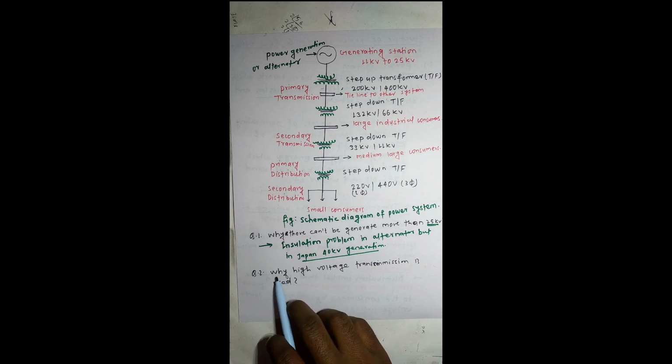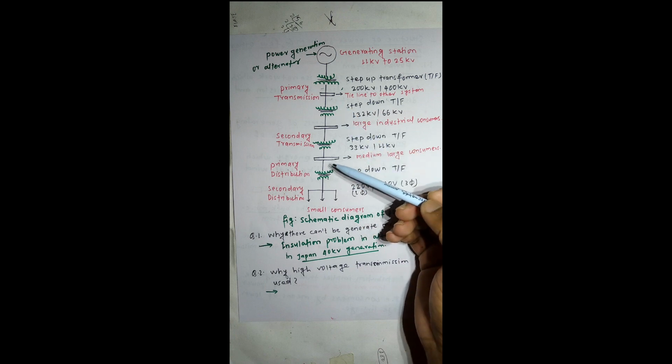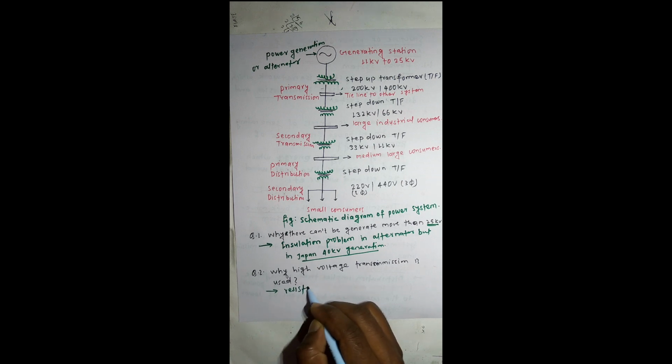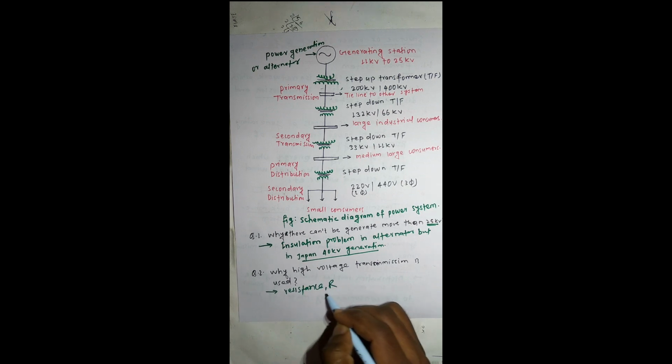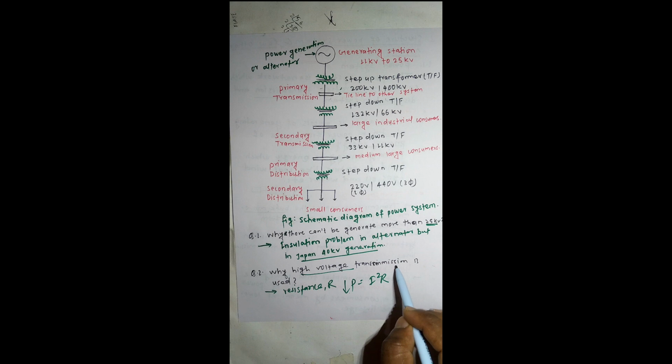Question number 2: why is high voltage transmission used? In a transmission line there is a loss of power because of the resistance R in the wire of the transmission line, and the power loss is equal to I squared R. So to reduce the power loss, we use high voltage transmission, so that we can get our desired voltage.